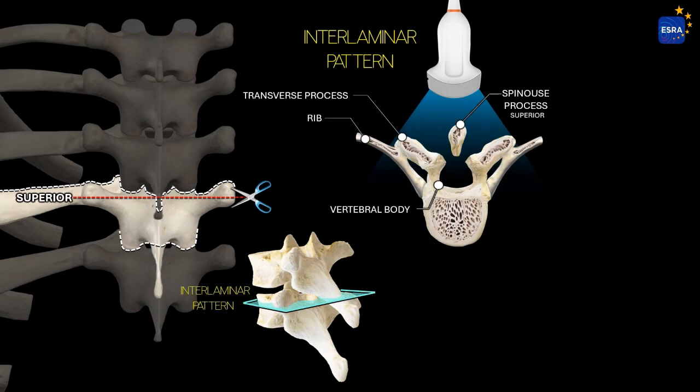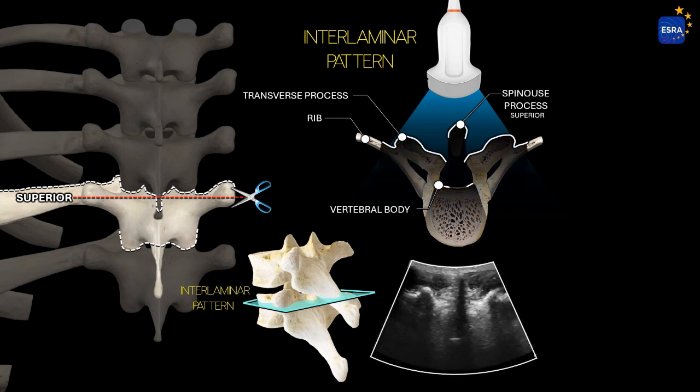The interlaminar pattern, which is observed in the axial plane, corresponds to the space between two adjacent laminae. In this plane, the acoustic shadow generated by the spinous process of the vertebra above can be seen. This structure blocks the ultrasound beam from reaching the spinal canal, often making it difficult to visualize the posterior complex, while the anterior complex may still be identified, although with limited clarity. The transverse processes, costo-transverse joints, and bilateral ribs can also be identified.